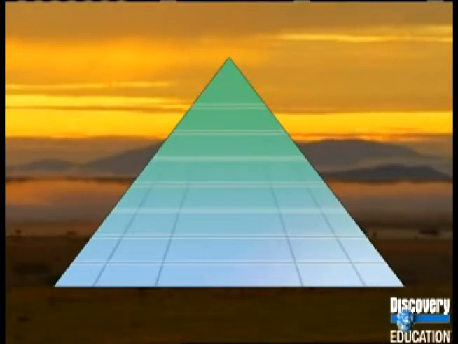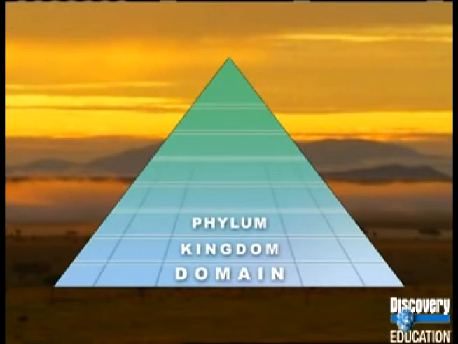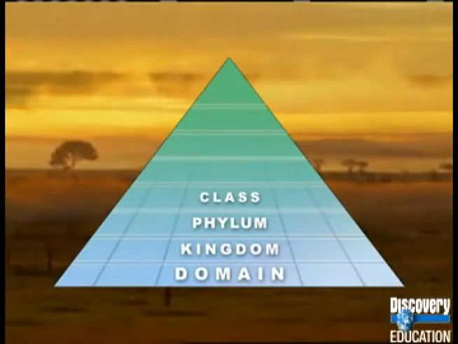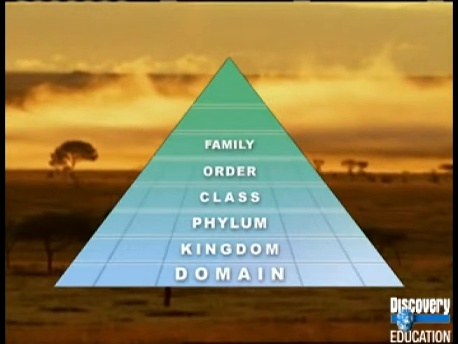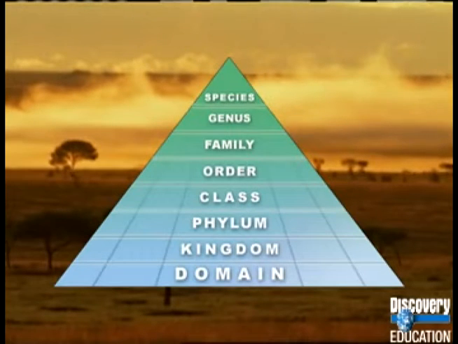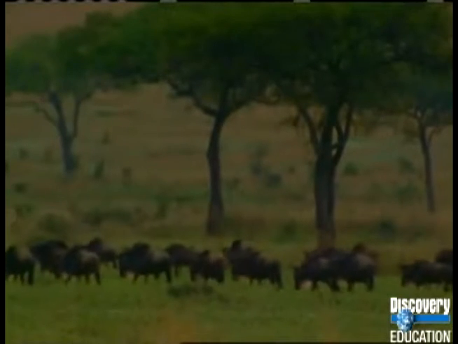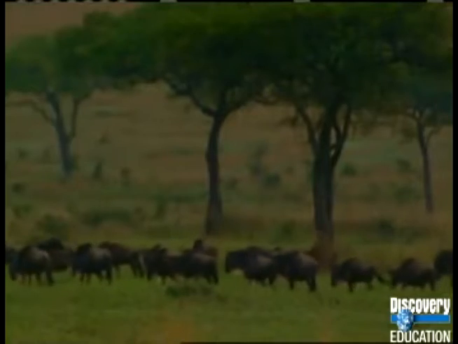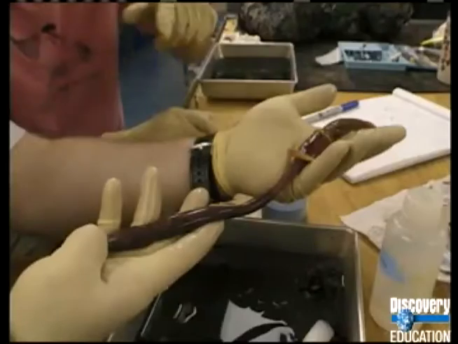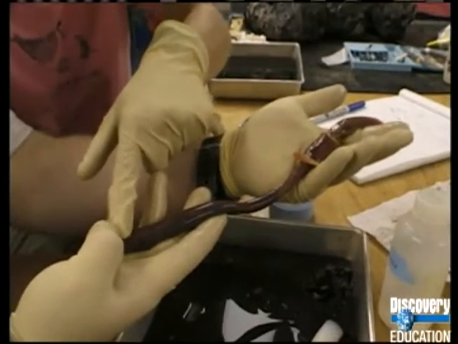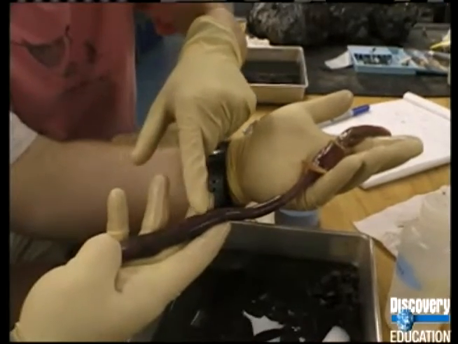There are 8 levels in all: domain, kingdom, phylum, class, order, family, genus, and species. There's even a name for the science of classifying organisms. It's called taxonomy. The most specific level of classification is the species level.